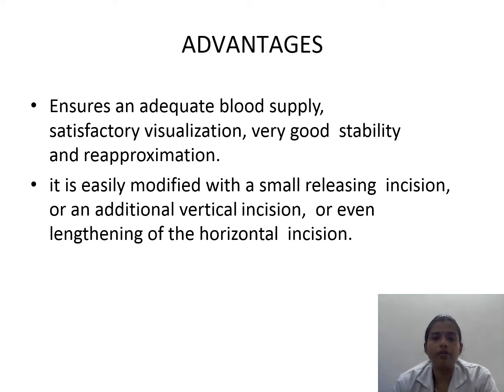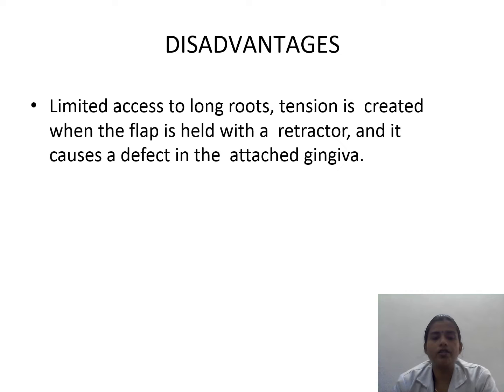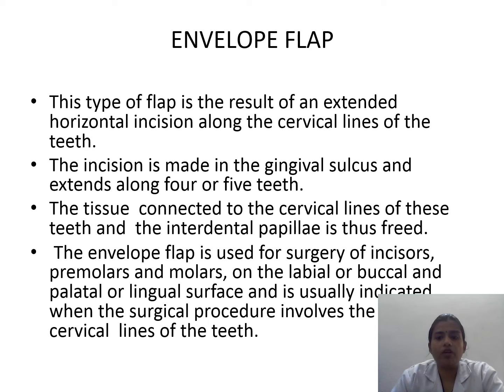It is easily modified with a small releasing incision or an additional vertical incision or even lengthening of the horizontal incision. Disadvantages of the triangular flap: limited access to the long roots, tension is created when the flap is held with the retractor, and it causes a defect in the attached gingiva. Next, we are going to see about the envelope flap.